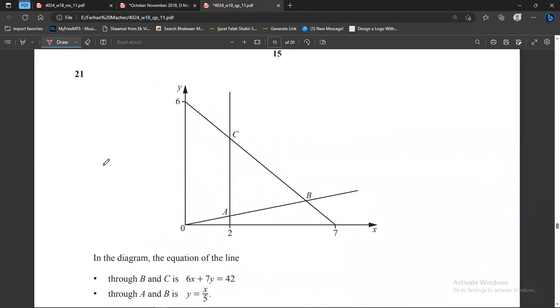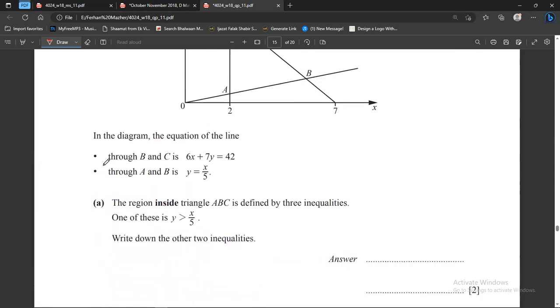He says, in the diagram, the equation of the line through B and C is 2x plus 7y equals 42. I know this equation. He says the equation of the line through A and B is y equals x plus 5. Okay, then they say the region inside the triangle ABC is defined by three inequalities. One of these is y is greater than x plus 5. Write the other two inequalities.